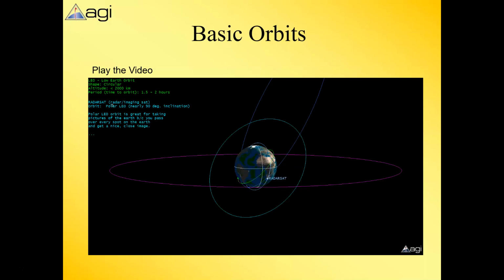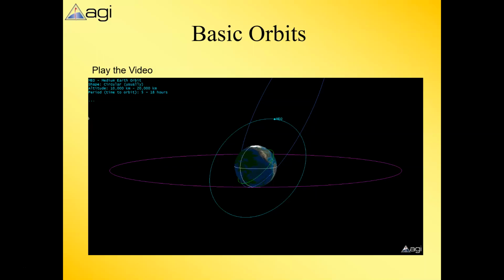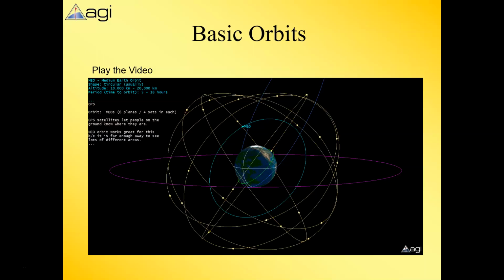For example, the blue one there where it says RadarSat has what we're going to learn is a different inclination. It's flying over the North Pole and South Pole. And so is the pink version there, the IKONOS. We'll learn about why you might have different kinds of orbits like that. One might be synchronized with the sun to follow the sun. Another might be looking strictly at the poles for a specific reason.